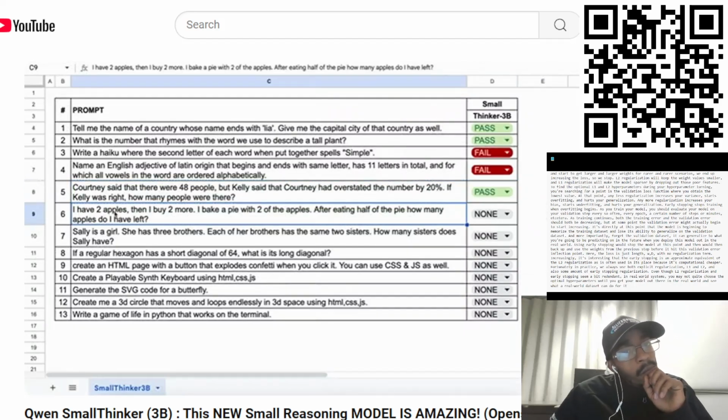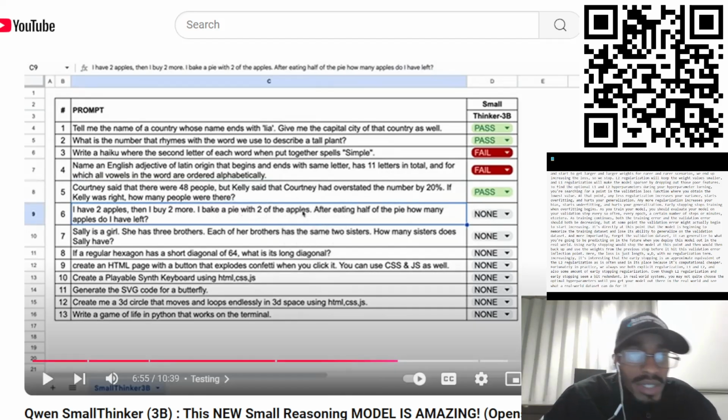The next question is, I have 2 apples, then I buy 2 more. Even with the probability thing, I don't know if there's enough data inside of Qwen 3B for it to even answer some of these complex questions.